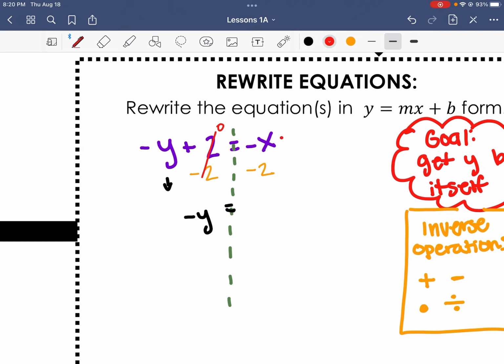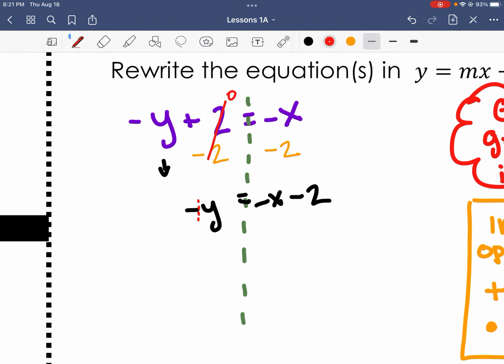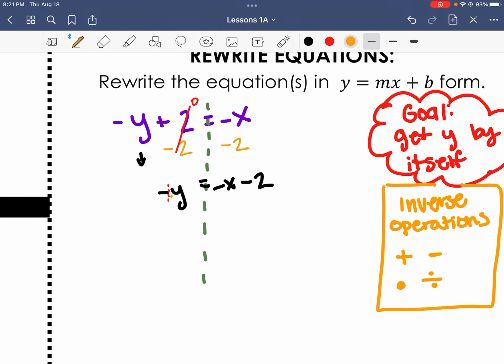Now on this side, I have negative x minus 2. I don't know what x is, so I can't even combine it. So I'm going to bring both of them down: negative x minus 2. Is y by itself yet? If you said yes, then you are wrong because we still have this pesky little negative sign here. You tried hiding. Now, when we have a negative like this, there's actually a negative 1 right beside it. It's actually saying negative 1 times y. So how do I get rid of it? I have to do the opposite of a multiplication, which is division.